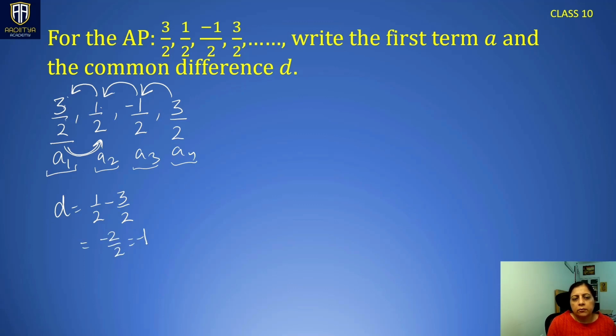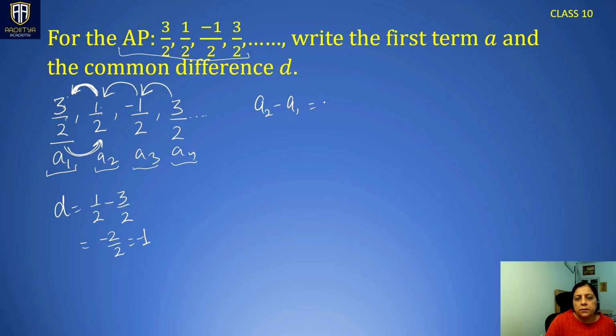That is equal to minus 2 by 2, that is negative 1. So if this sequence is given as an AP, you have to find D. You should always solve A2 minus A1. Take the difference of any two consecutive terms: second minus first, or third minus second, or fourth minus third. That is called the common difference.